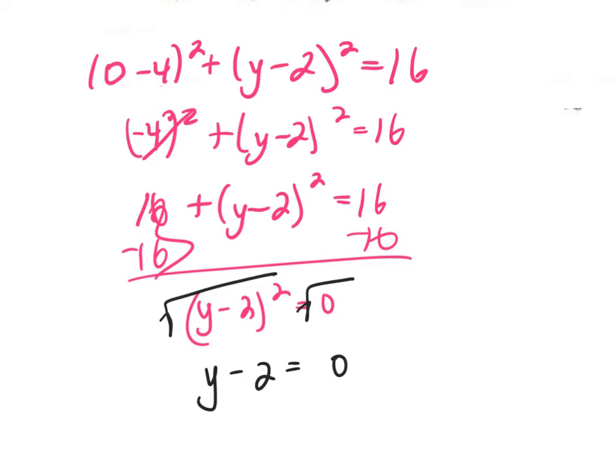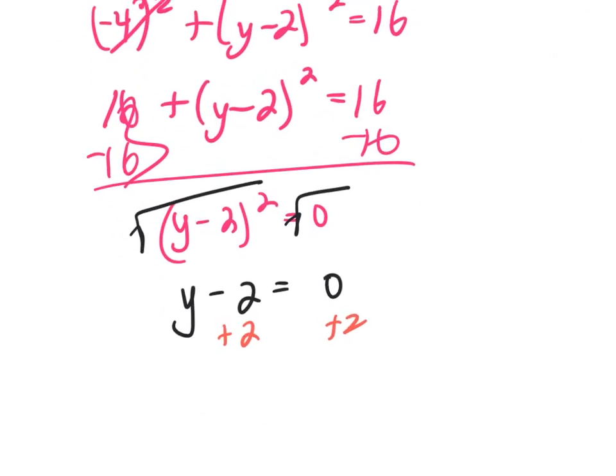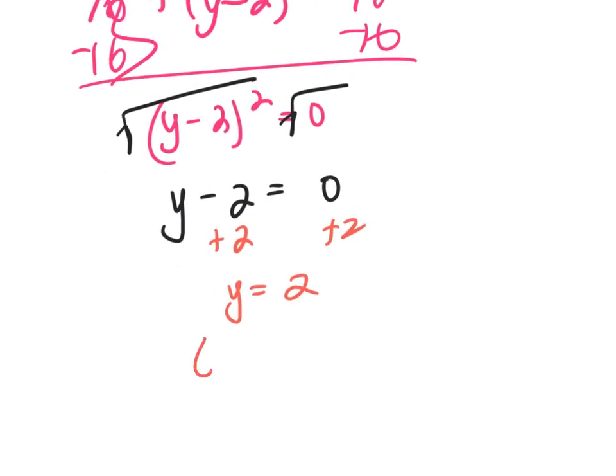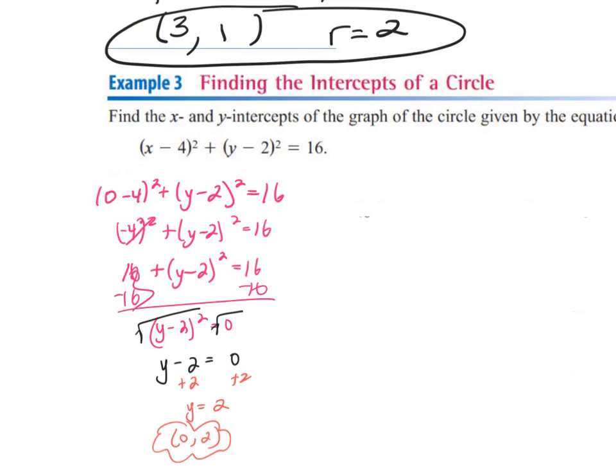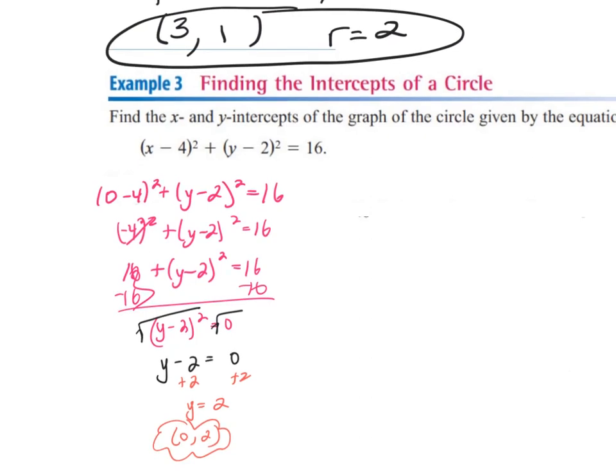I can erase this. There we go. So when I go to solve this, I'm simply going to just add 2 to both sides, and I get y equals 2. So I found out that my intercept when x is 0, y is 2. That's where it's going to cross my y-axis. Now I'm going to do the exact same thing, but instead of putting 0 in for x, I'm going to put it in for y.